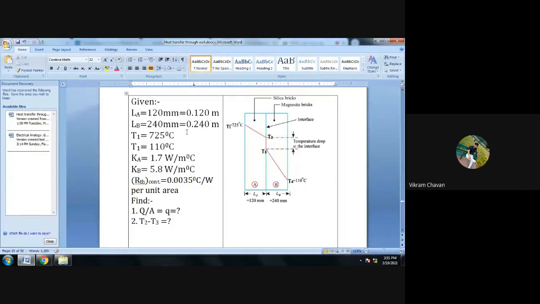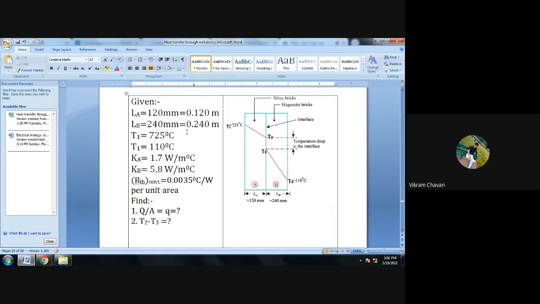L suffix A is equal to 120 mm, which is equal to 0.120 meter, and L suffix B is equal to 240 mm, which is equal to 0.240 meter. Then T1 is equal to 725 degrees Celsius.